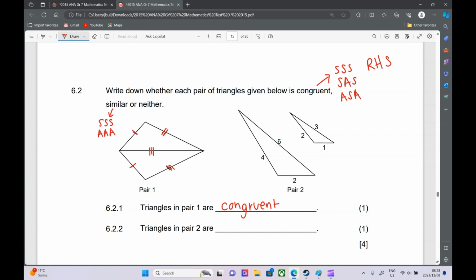The second one, if we look at those two sides, they're in proportion. 2 times 2 gives me 4. 3 times 2 gives me 6. 1 times 2 gives me 2. So if we can do that with the sides, if we can just times it by a number, that means they're in proportion. That means they're similar. So they've got the side, side, side in proportion. They are similar, which we can kind of see. They are the same shape, just slightly bigger.